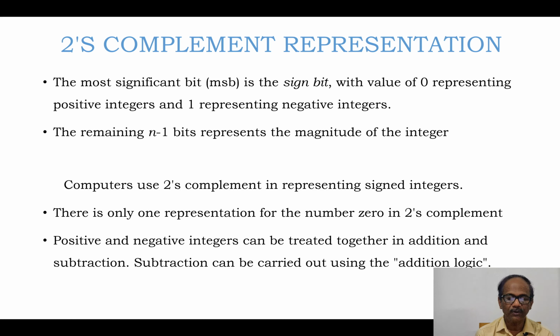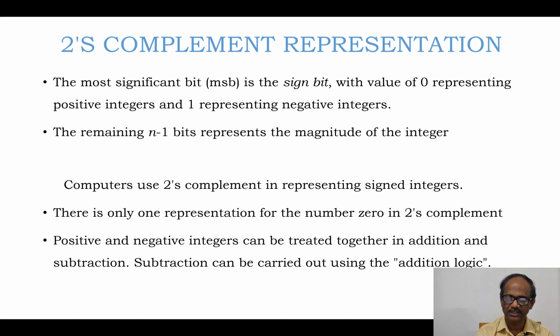And one more advantage is that positive and negative numbers can be treated together in addition and subtraction, and also subtraction can be carried out using addition logic. So for mathematical operation, for negative numbers, using 2's complement will be more convenient than the other two schemes, because you just need to neglect the carry in the case of 2's complement. So these are the two reasons why in computers we prefer 2's complement notation.